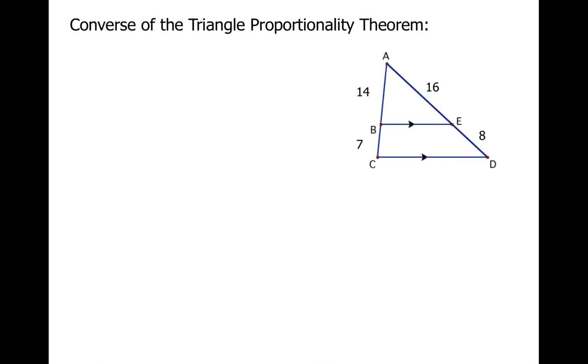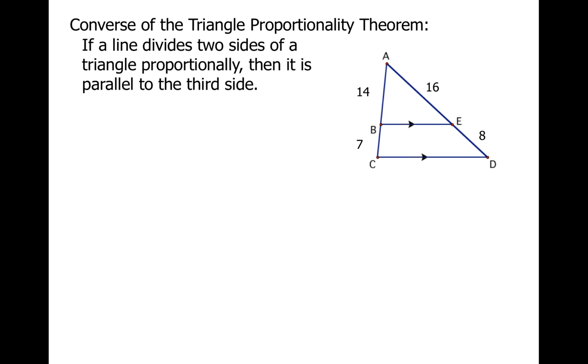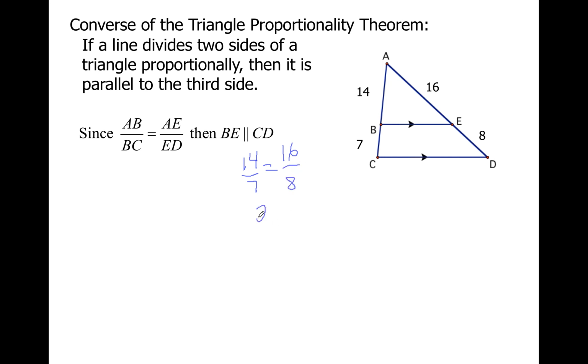Now, you can work backwards on the side splitting theorem and ask, how do you determine if lines are parallel? Well, you determine if lines are parallel if the sides are split proportionally. Since 14 over 7 is equal to 16 over 8, they both have the same scale factor of 2, which means that these lines have got to be parallel to each other. Okay?